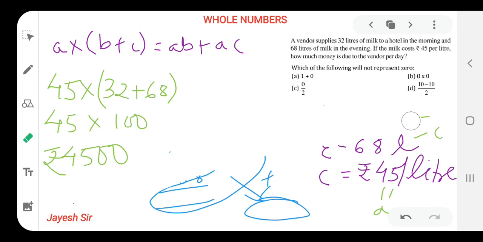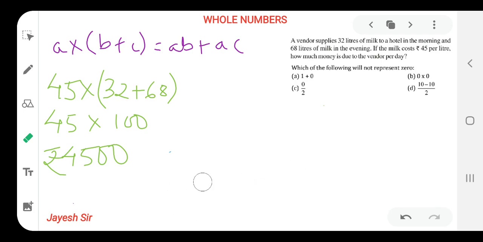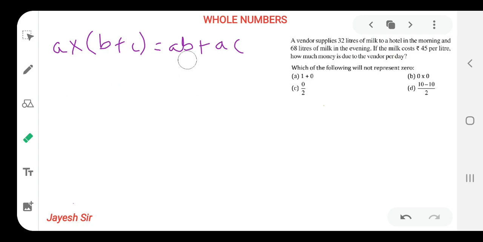So let's begin with the next sum for the day, that is which of the following will not represent 0. What does the question indicate? Here four sums are given, and we have to find which number after solution does not give the answer as 0. We have to tick that one which is not representing the answer as 0. So let's begin with the first sum, 1 plus 0.